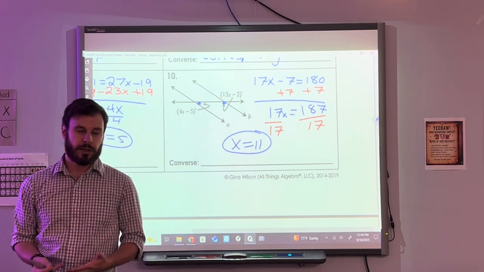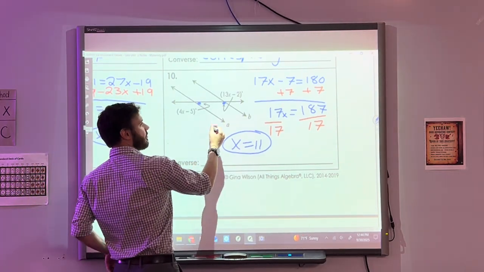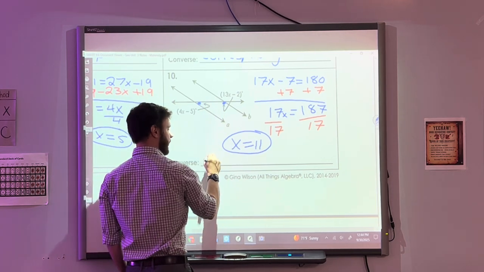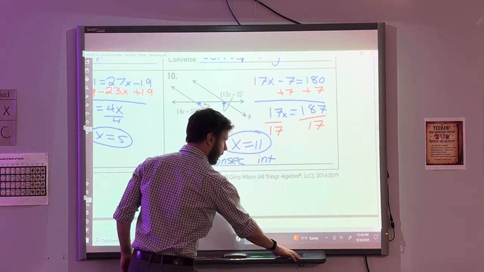Okay, we solved for x, but we didn't identify the relationship, so we weren't going to get the point for the converse. It looks to me like these are interior and they're both on the bottom, so I have consecutive interior angle converse.